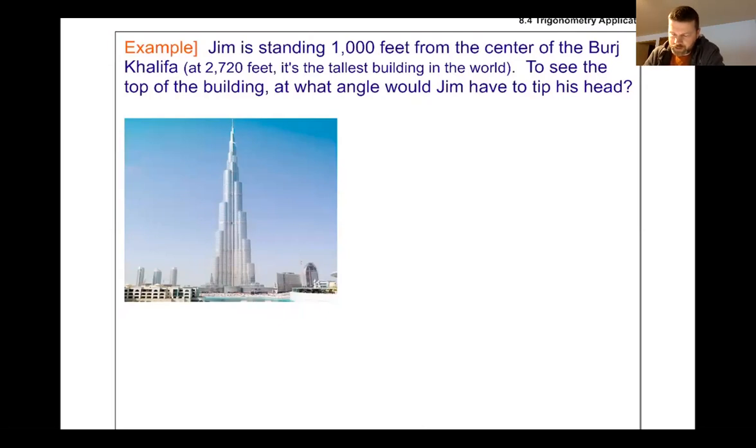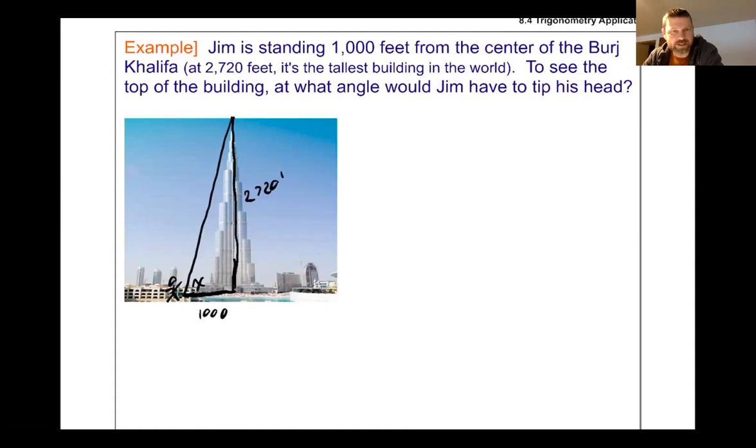So I've got a picture of the Burj Khalifa here, but I need a picture that shows this stuff. So I got to have Jim somewhere. So let's see here. I'm going to make Jim right here. And he's standing 1,000 feet from the center of the Burj Khalifa. So that's 1,000 on the bottom. And then the Burj Khalifa goes way up there. It's huge. That's 2,720 feet tall. And then this comes back down. So if he's way down there looking up, he needs to tilt his head up. I want to find out how much he needs to tilt his head up to see the top of the tower. So I want to know what angle this is, X.